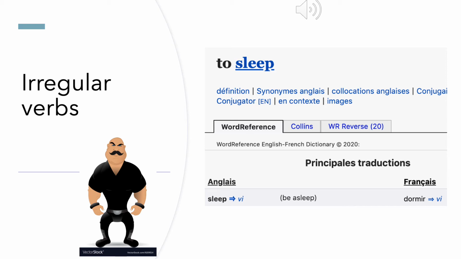There are some irregular IR verbs, of course, so it's always best to check it up in the dictionary. For example, if you look up to sleep, you'll find that it's dormir. And if you click on that double arrow next to dormir, it will give you the whole table for the present tense of the verb dormir, and you'll see that it goes je dors with an S, tu dors with an S, il dort with a T. So it's still following the rule for the endings. It's just the beginning, which is a little bit different.